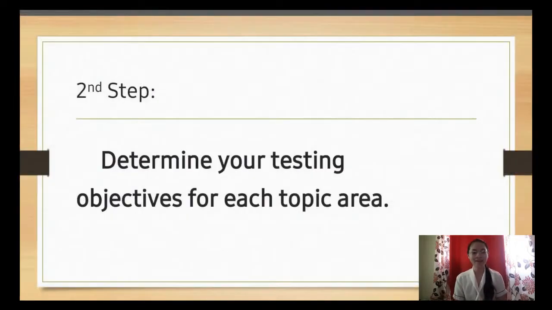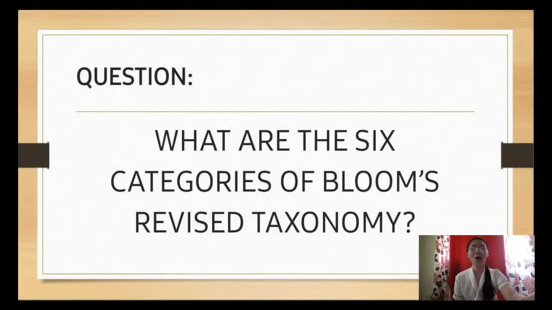And the second step is to determine your testing objectives for each topic. In this step, you need to familiarize yourself with the revised Bloom's taxonomy of thinking skills, from lower order thinking skills up to higher order thinking skills. And I have a question here. What are the 6 categories in revised Bloom's taxonomy? Anyone?